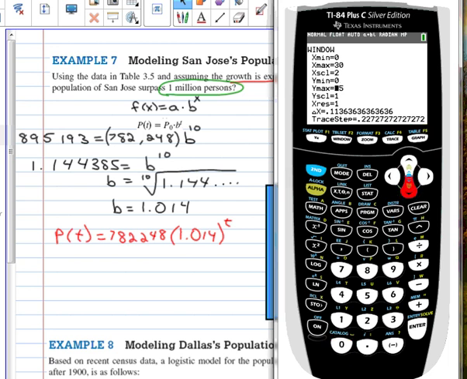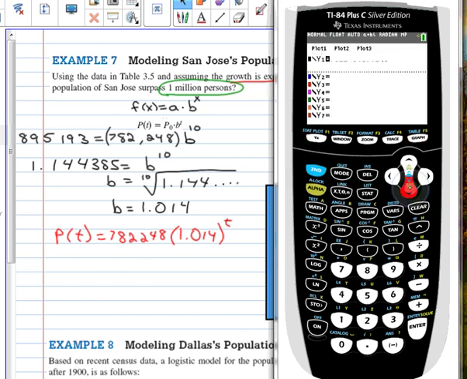Now I'm supposed to get to 1 million. So I'm going to go to 1.2 million, 1,200,000. At my scale, I'll probably change it to 100,000. I'm going to hit graph. Yeah, just go straight up. Depends on what you chose for your window. Here was mine.